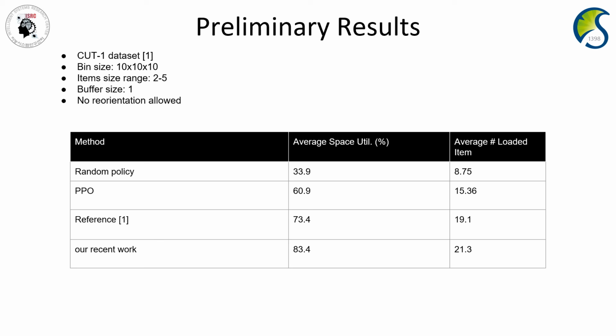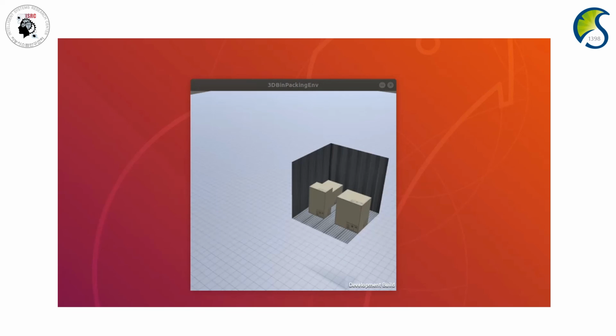As you may see in the table, a random policy only obtains 30% of packing, PPO, a popular algorithm, obtains up to 60%. And in our work, we actually obtain the highest performance with 83.4% of space utilization. And here we have a short clip depicting the training process of the agent in the Unity 3D environment.